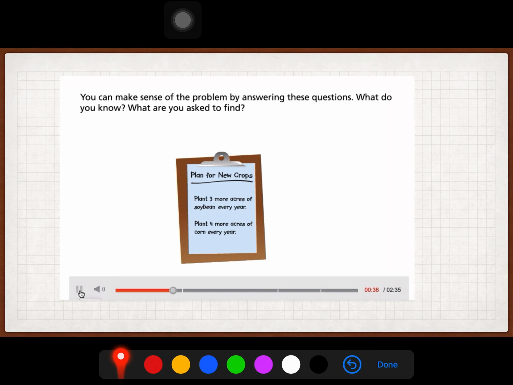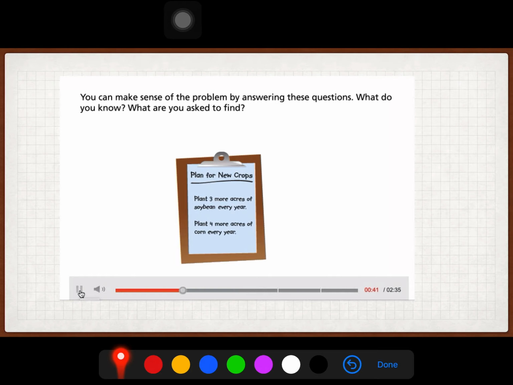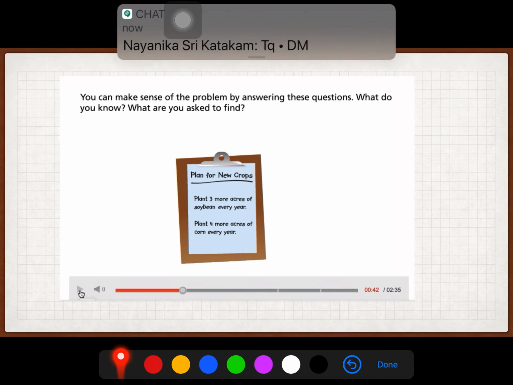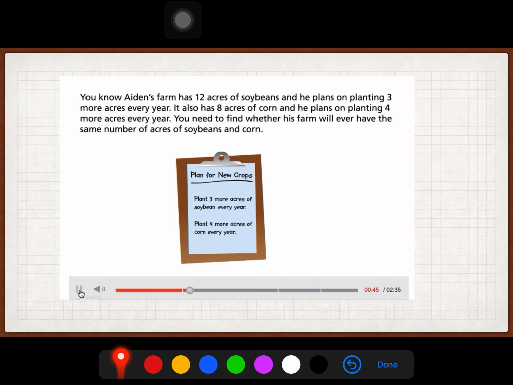You can make sense of the problem by answering these questions. What do you know? What are you being asked to find? You're being asked to find information about the number of crops. You know Aiden's farm has 12 acres of soybeans, and he plans on planting 3 more acres every year. It also has 8 acres of corn, and he plans on planting 4 more acres every year. You need to find whether his farm will ever have the same number of acres of soybeans and corn.